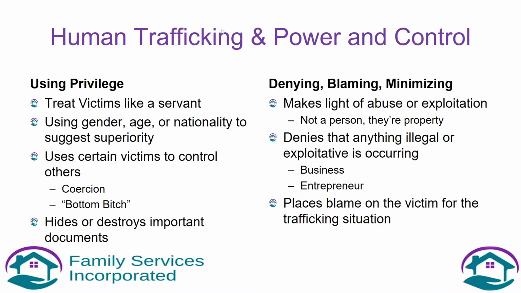Next, we have denying, blaming, and minimizing. Of course, the abuser is going to make light of the abuse or exploitation. Remember, this victim is not a person, they're property. And this is absolutely fine in that trafficker's mind. They're going to deny that anything illegal or exploitative is occurring. Remember, to them, it's just a business. They're an entrepreneur. They're doing what they're supposed to do to make money and to make themselves a business person. They are going to place blame on the victim for the trafficking situation. It is not their fault that they're being trafficked. It's the victim's fault.